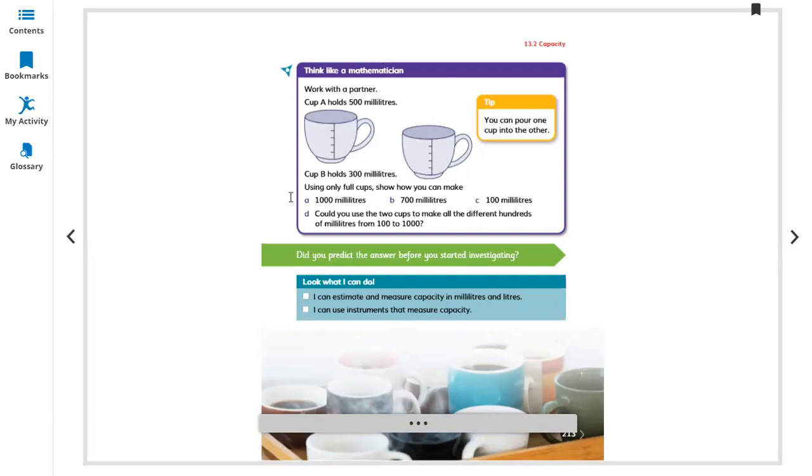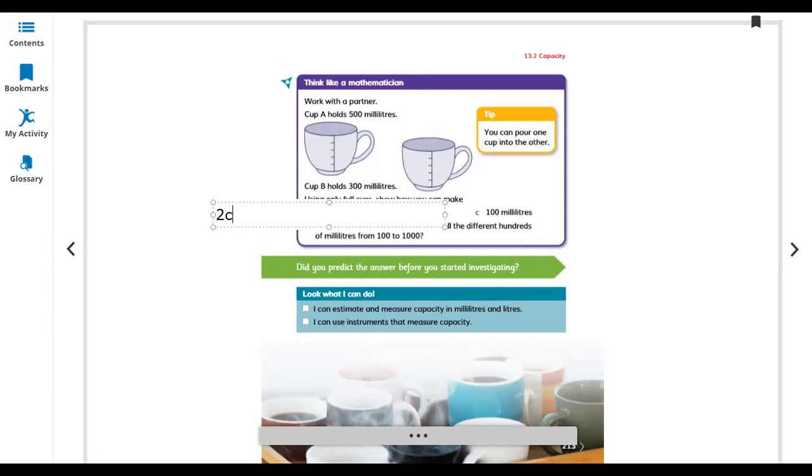So we can write it for answer A. This is 2 cups for A, okay? This equals 1000 milliliter, and for 700 milliliter, what we do, we have cup B 300 here, and cup A 500. This is 800. So for 700 milliliter, fill cup A, pour into B, then 200 milliliter is left in cup A.